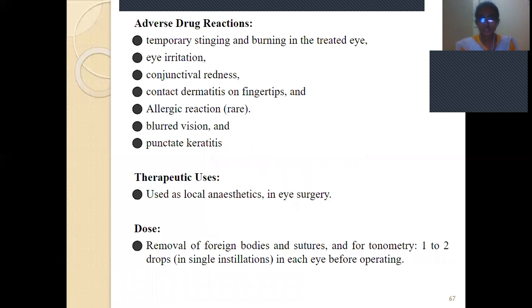of administration. Adverse drug reactions are redness of the eye, irritation, conjunctival redness, dermatitis on the fingertips, allergic reactions, blurred vision, etc. And it is mainly used as a local anesthetic in eye surgery.